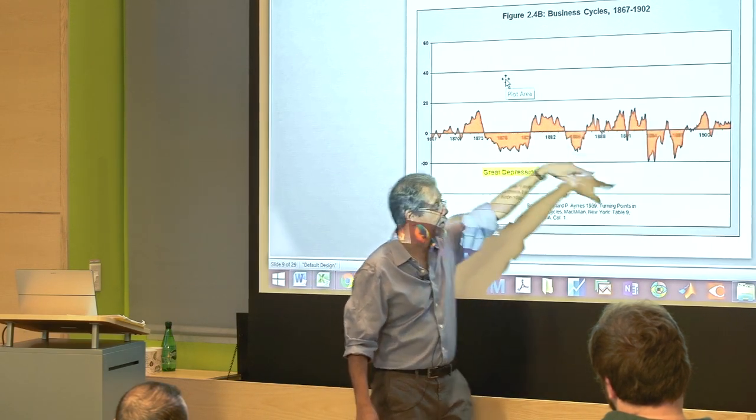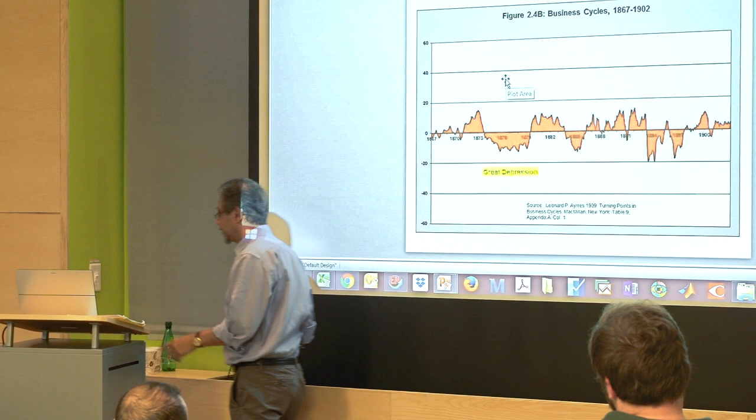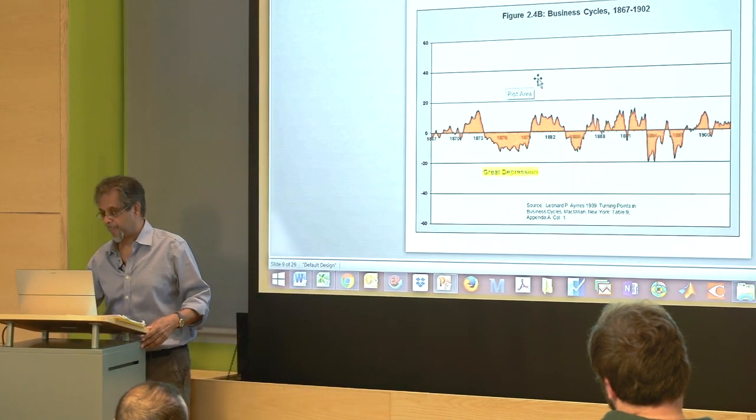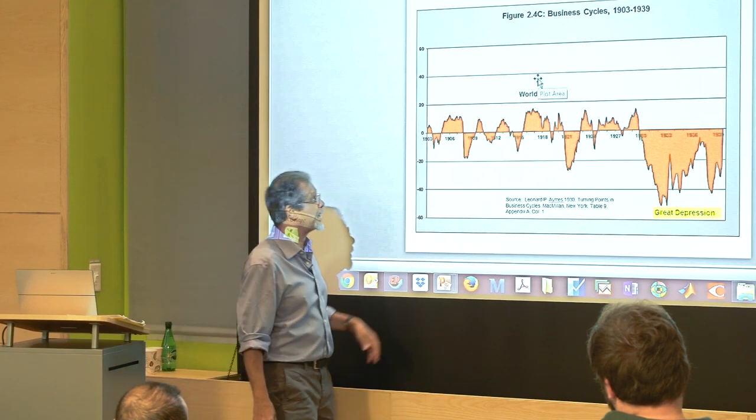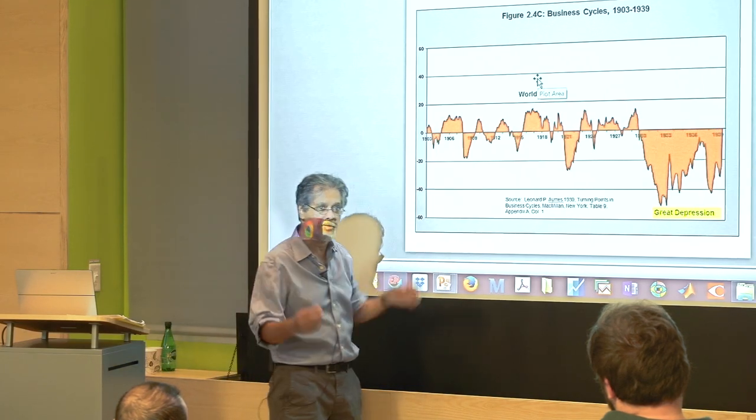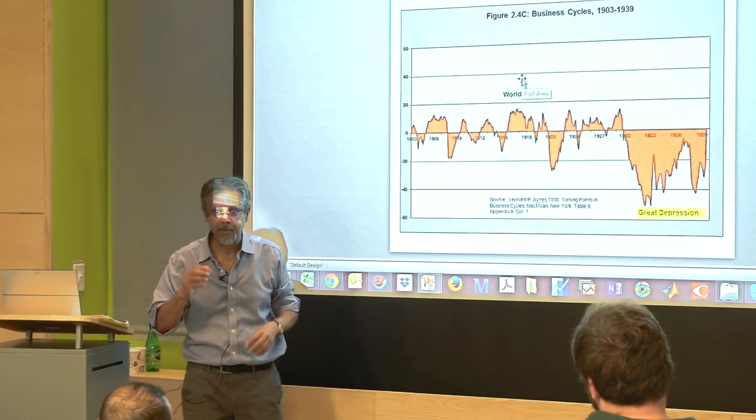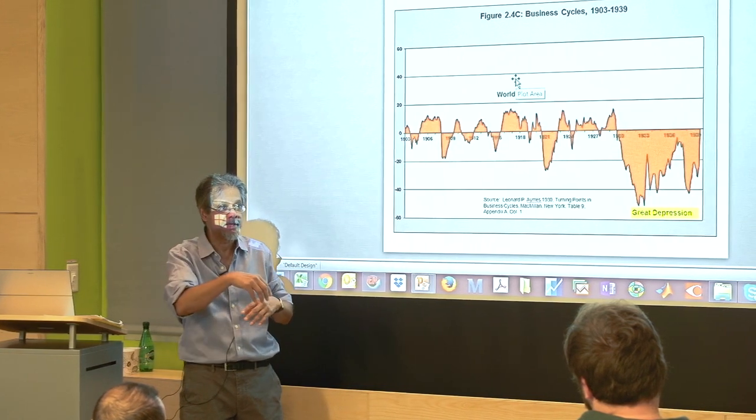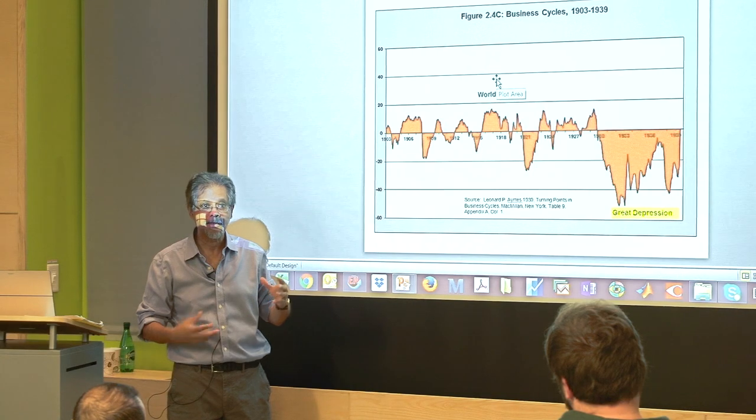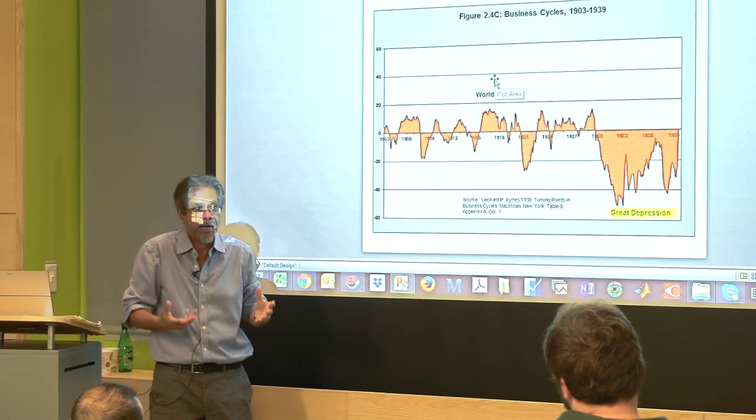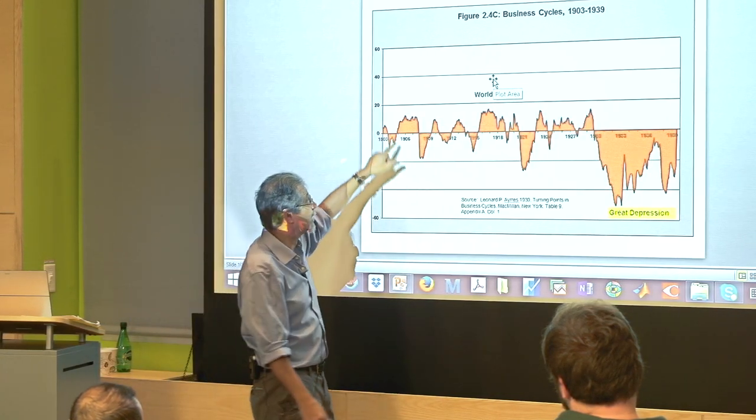Then fluctuation, fluctuation, fluctuate all the way to the early 1900s. Next period, 1903 to 1939, fluctuation. Now you notice that these fluctuations are characteristic. They're not even, they're not sine waves. They're like arrhythmia in a heart. They're there, but sometimes the heart stops, heart attack.